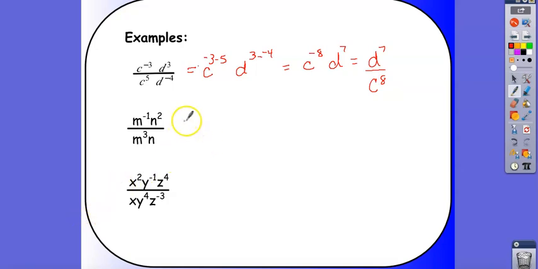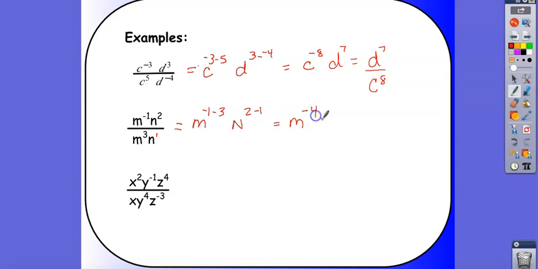Yes. I'm trying to show you with the division property. Okay, this one with the division property would be negative 1 minus 3 for the n, 2. And if it doesn't have anything, what can I put on there? A 1.